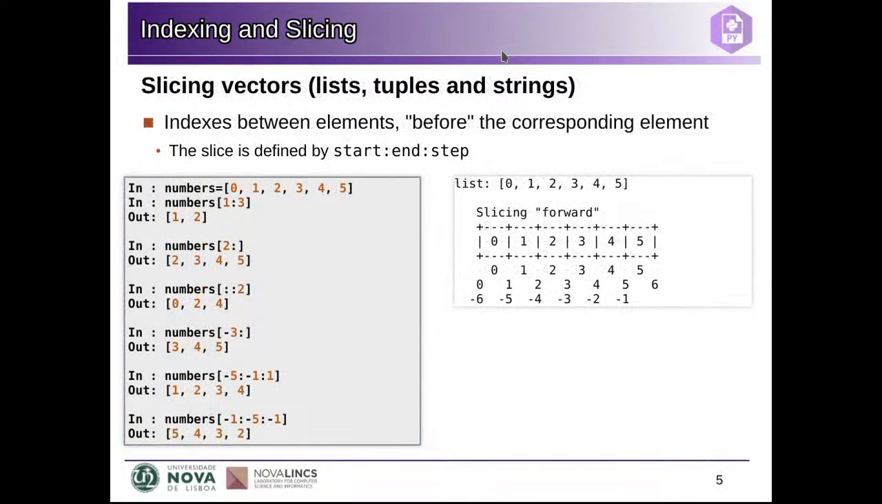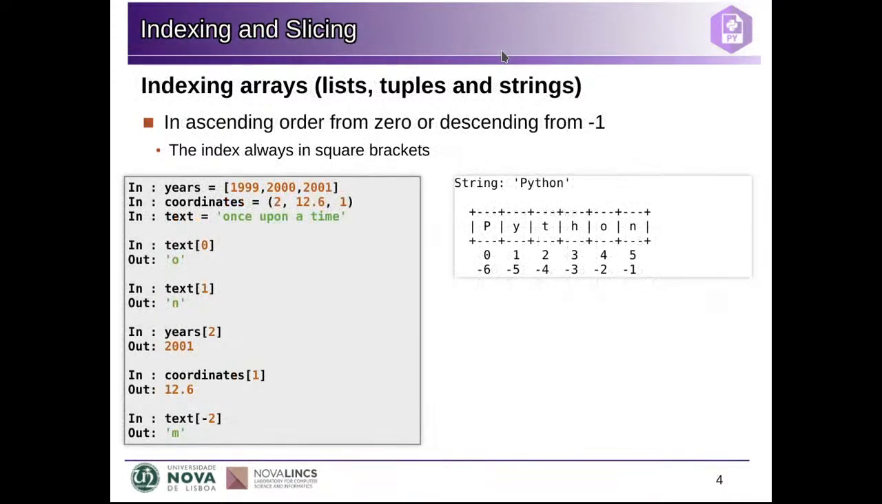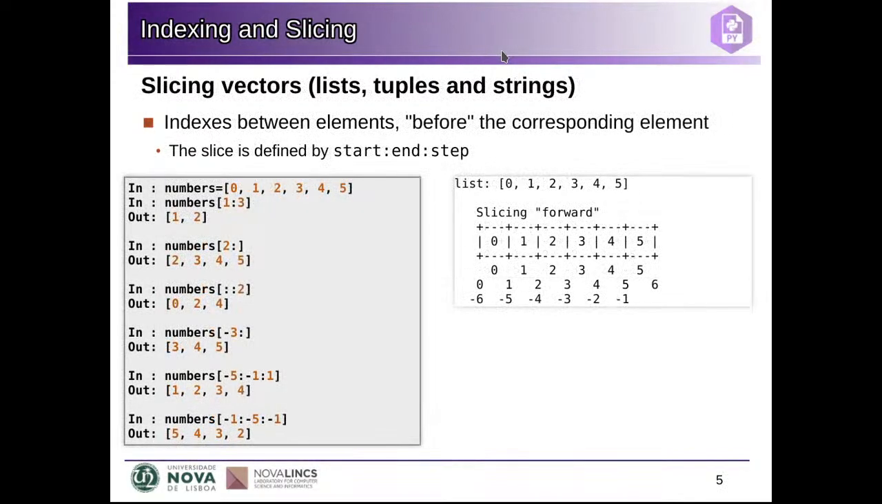Another thing that we can do with arrays is to slice them. So indexing asks for a single element at a given position. Slicing asks for a subset, another array, that contains a select set of elements. And the generic syntax for the slice is to specify the start, the end, and the step separated by colons.